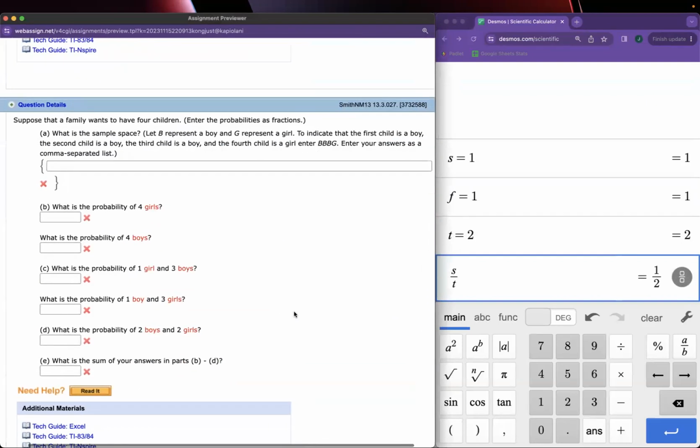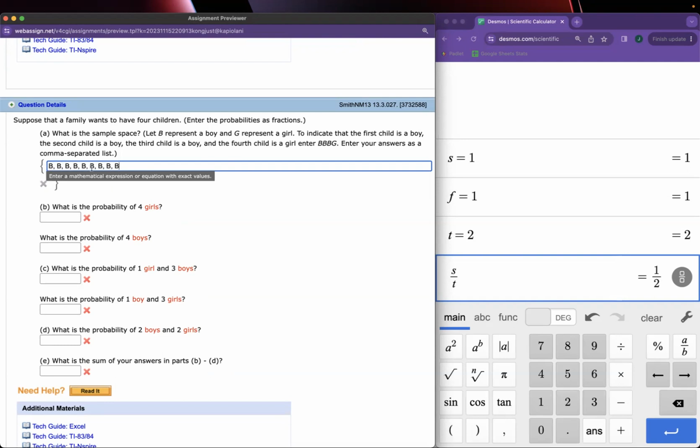Okay, last question. This is a question we started in class, right? I told you in class the entire list, so I'm just going to do that as fast as I can. Boy, boy, boy, boy, boy, boy, boy, girl. Actually, I'm going to do it like this. Boy. There are 4 children, which means 16 outcomes.